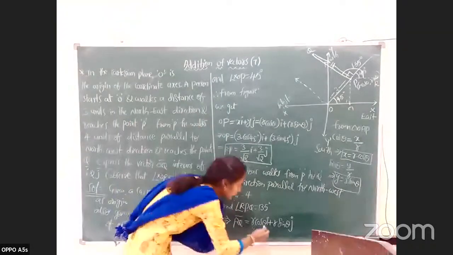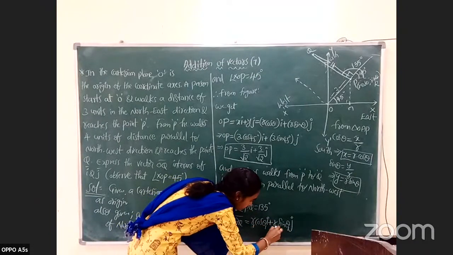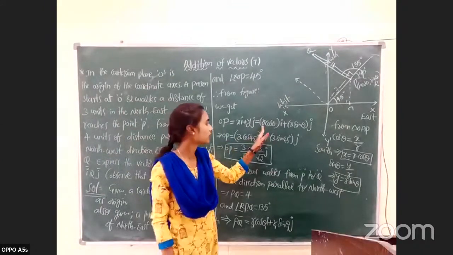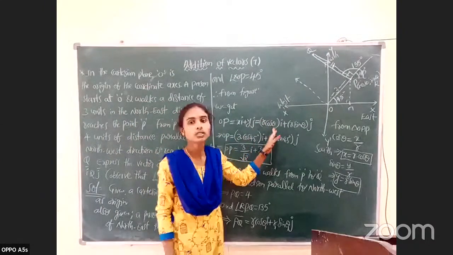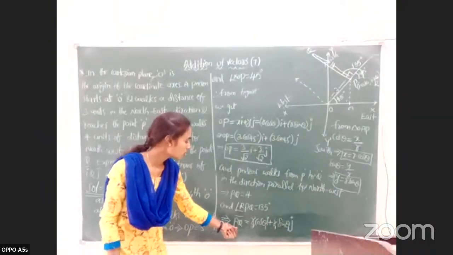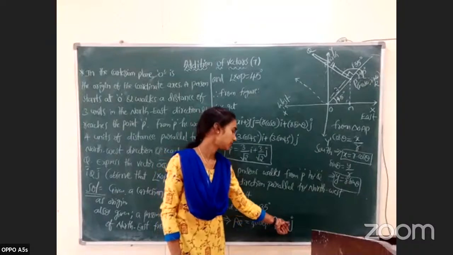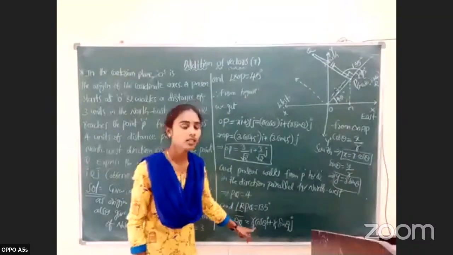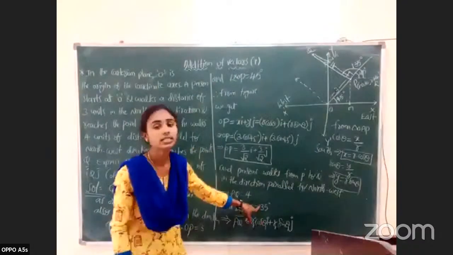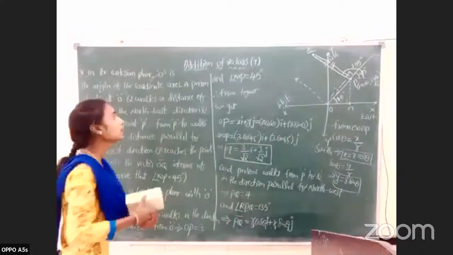So let us indicate this by theta 1 and this by R1, for no confusion, because here we are indicating R and theta. So that's why here R1 and theta 1. So the vector PQ is equal to R1 cos theta 1 i plus R1 sin theta 1 j. And here the value of R1 is 4 and the value of theta 1 is 135. So substitute those two values, then we get the vector PQ.